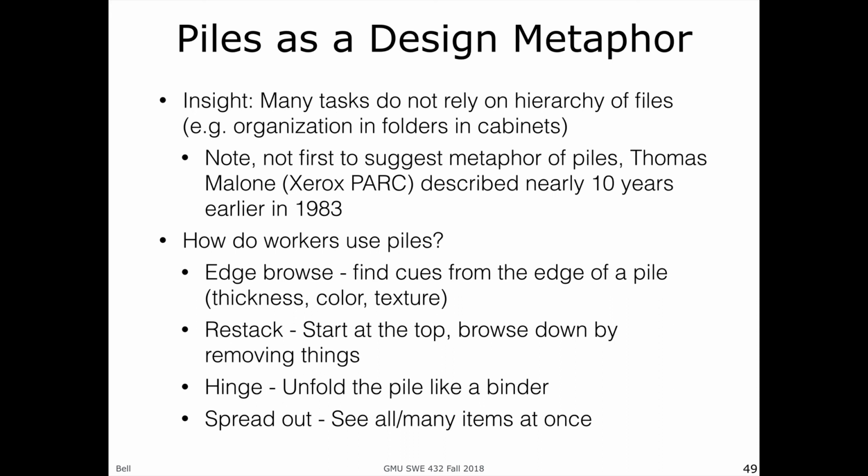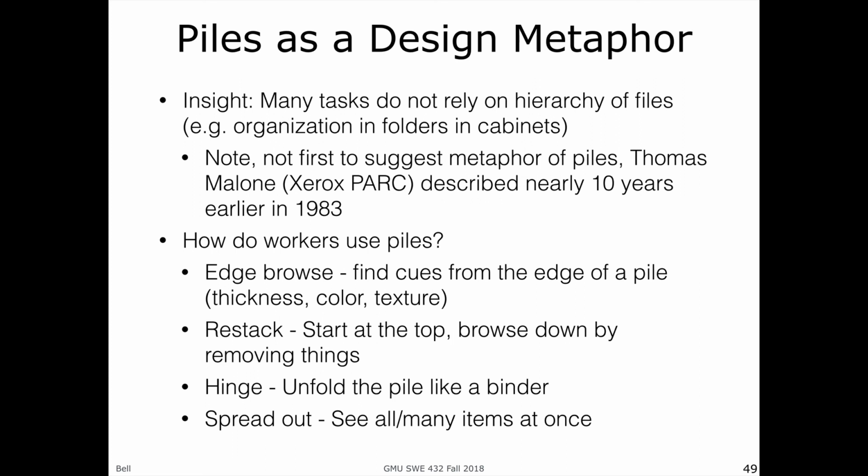So the first was edge browse. That was, I've got a big stack of files sitting in a pile, and I can just look at the edge of a pile and see, here's a thick document, here's a thin document, here's a document in a green folder, here is a binder, which looks totally different. And use that as a cue, just from looking quickly into the side of a pile, to pick a file out.